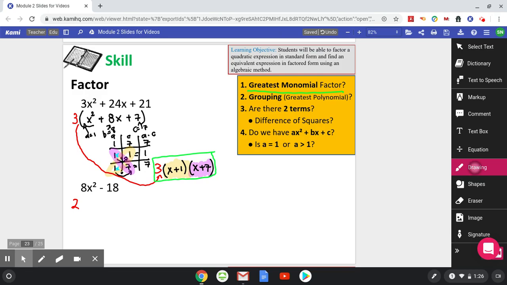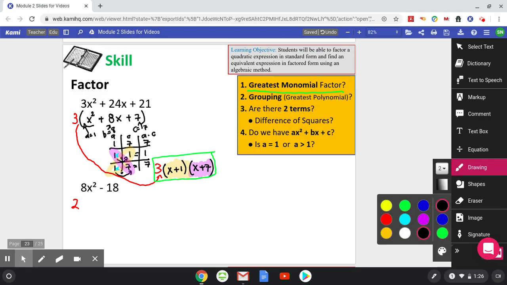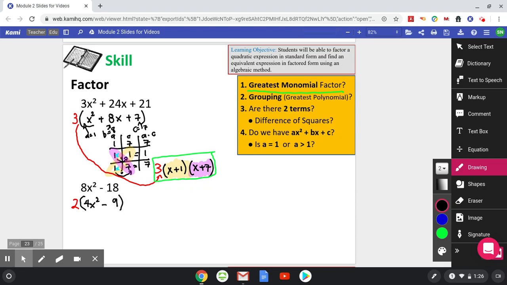Let's see what we have left. 8 divided by 2 would be 4. We will bring down the letters for now. We will not do anything with those yet. Minus 18 divided by 2, we get 9. That would be the first step of factoring the greatest monomial factor.